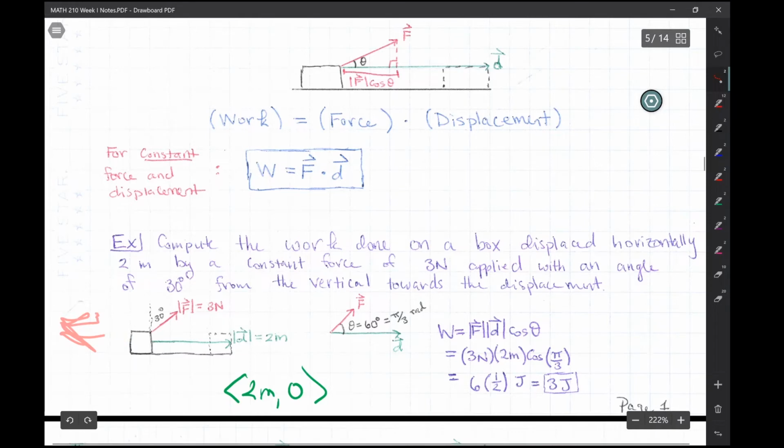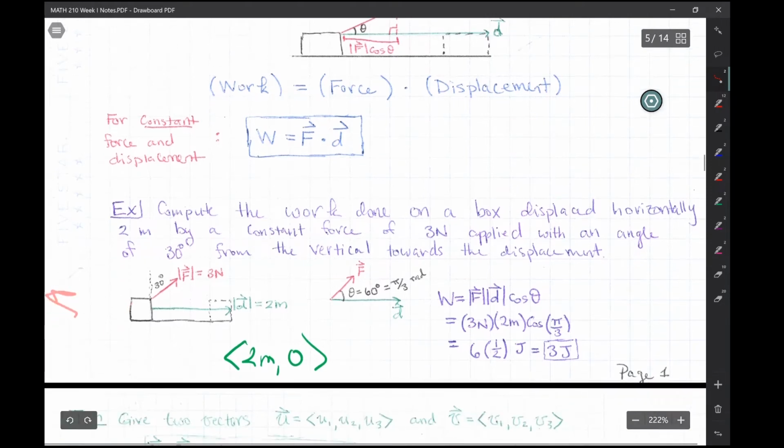So maybe this is the frictional force, or maybe you were trying to push it back as it was sliding forward. Well, then what's the angle going to be if it's straight back? You're going to have an angle of 180 degrees between those two. And cosine of 180, or cosine of pi, is -1. So you would actually get -6 if you were just pulling straight back as it was moving forward.